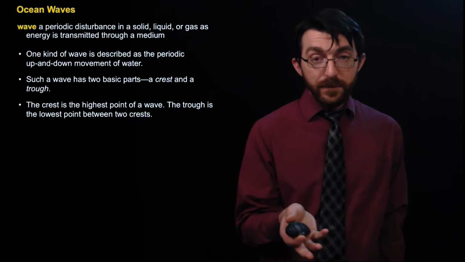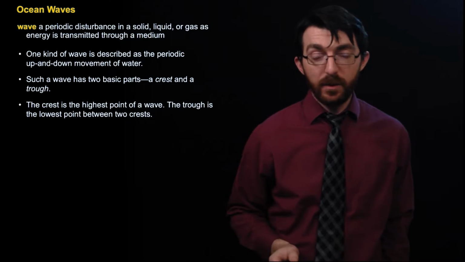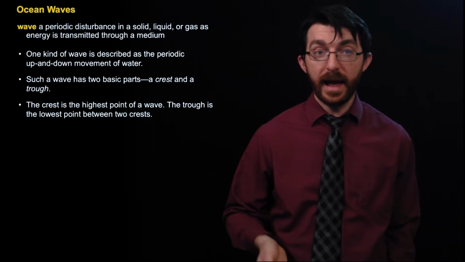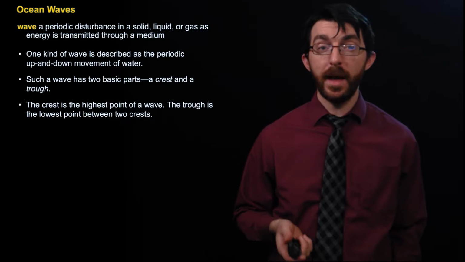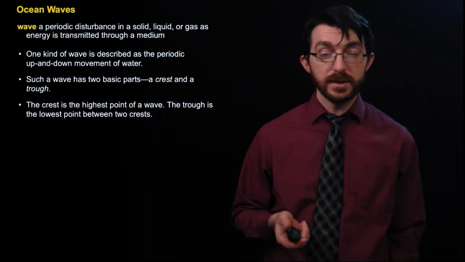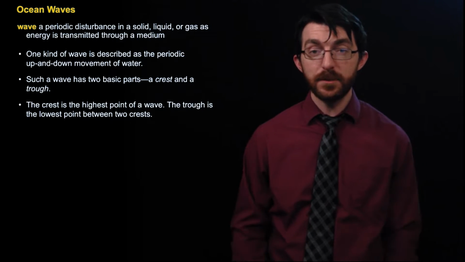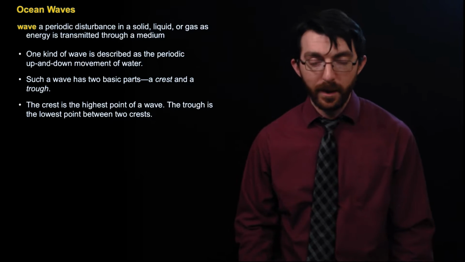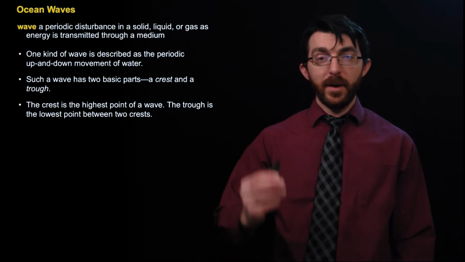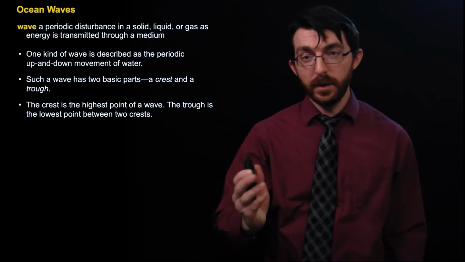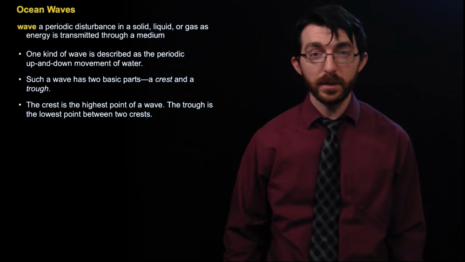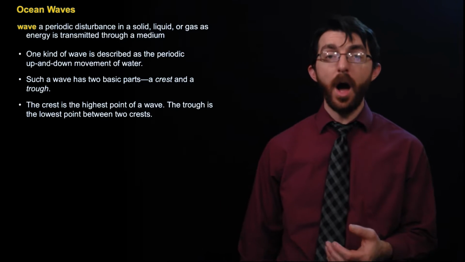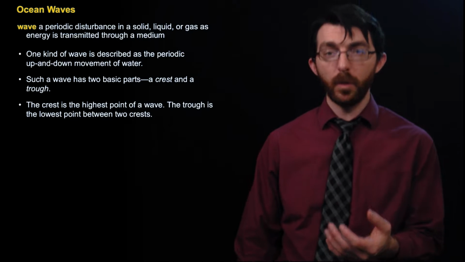The wave in an ocean, just like anywhere else, is a periodic disturbance in a solid, liquid, or gas as energy is transmitted through a medium. Translate that, it just means it's when something goes bleh because energy passed through. I mean, I got a big brain answer and a bleh, so you can just find where you're comfortable in the middle of that. One kind of wave is described as the periodic up and down motion of water.